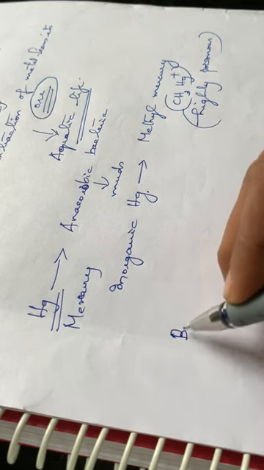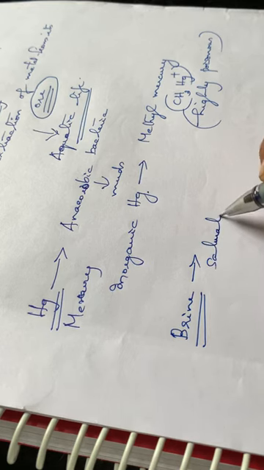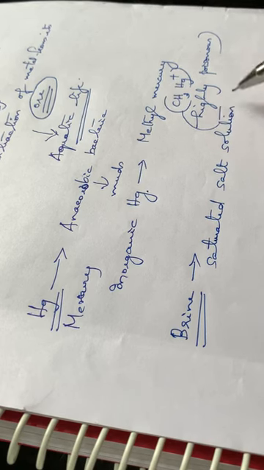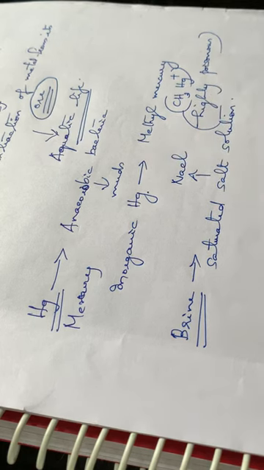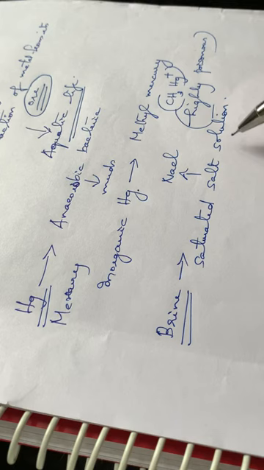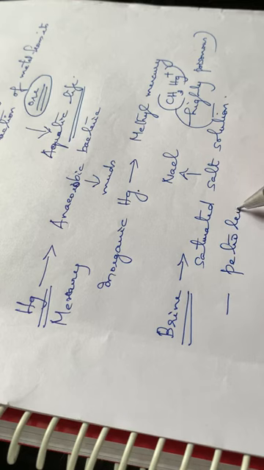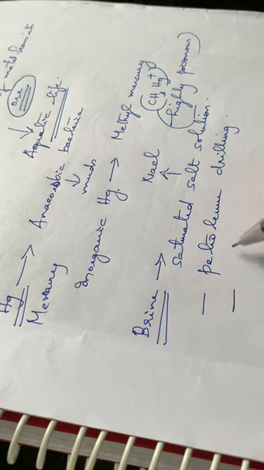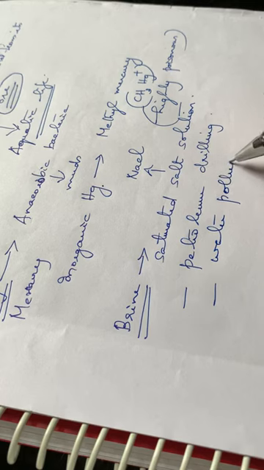Then another important industrial byproduct or industrial waste is called brine. Brine means a saturated salt solution, or saturated sodium chloride solution. The chemical name of common salt is sodium chloride, isn't it, NaCl. So brine is the saturated salt solution. And this brine is used in the process of petroleum drilling. So it is also a major water pollutant.